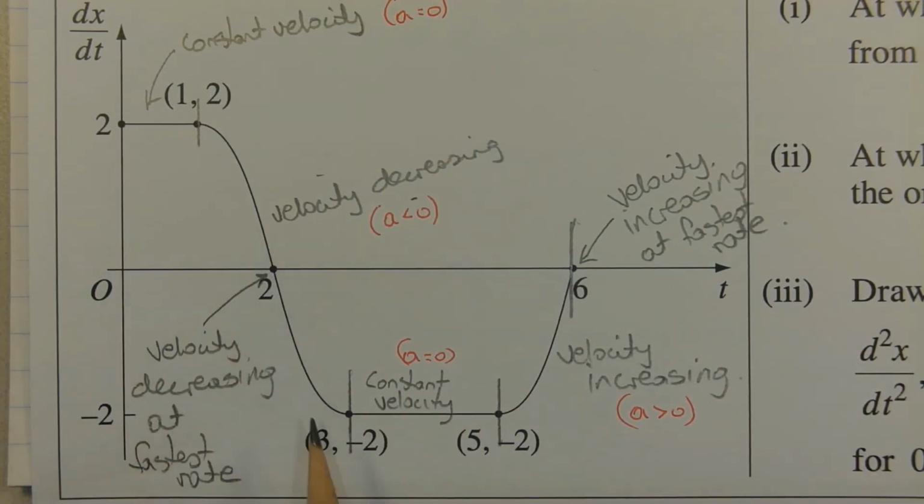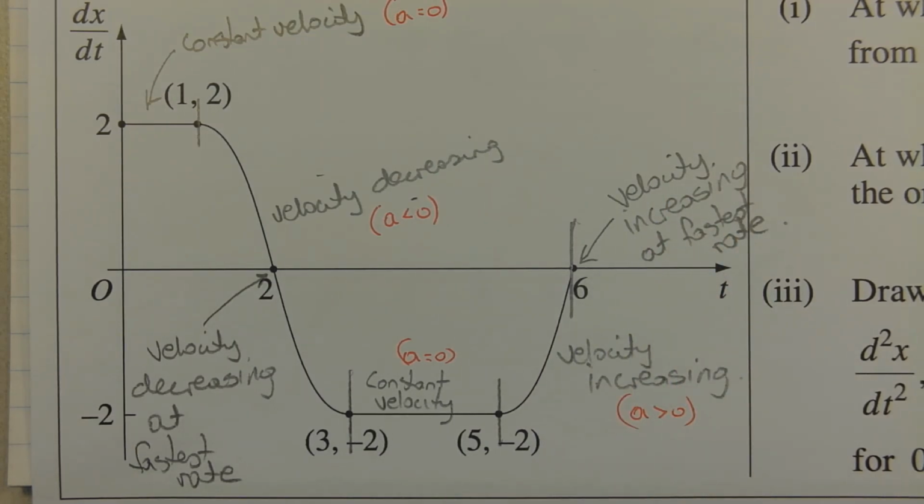From time t equals 1 to t equals 3, the velocity is decreasing, which means the acceleration is negative. And at time t equals 2, which is a point of inflection, the velocity is decreasing at its fastest rate. Now from time t equals 3 to t equals 5, the velocity is constant, and that's shown with a horizontal gradient there. And from t equals 5 to t equals 6, the velocity is increasing, which means the acceleration is positive. And at time t equals 6, the velocity is increasing at its fastest rate.